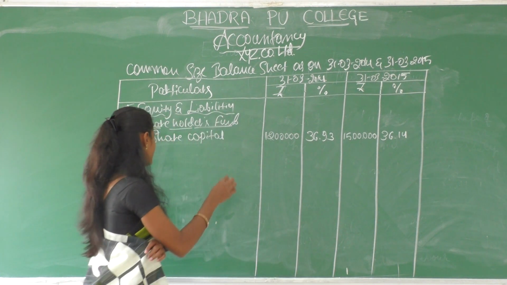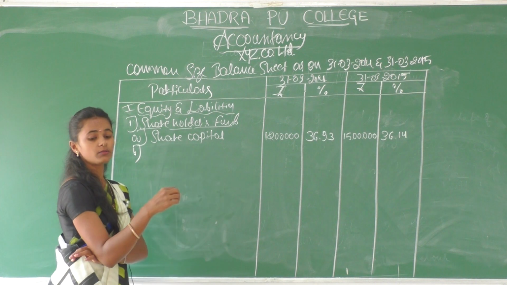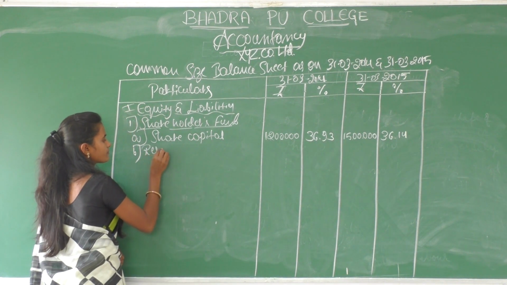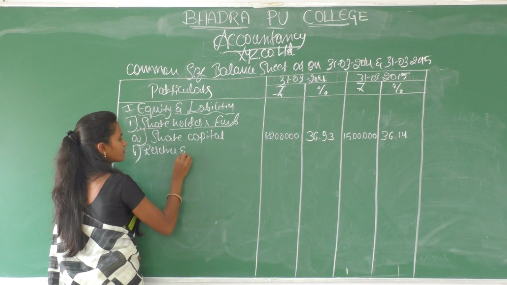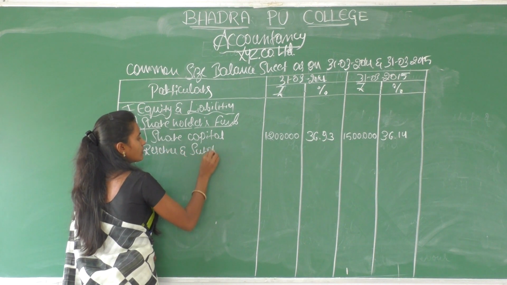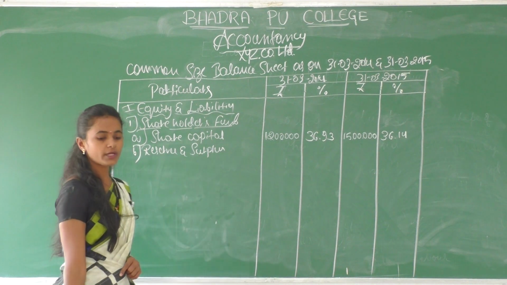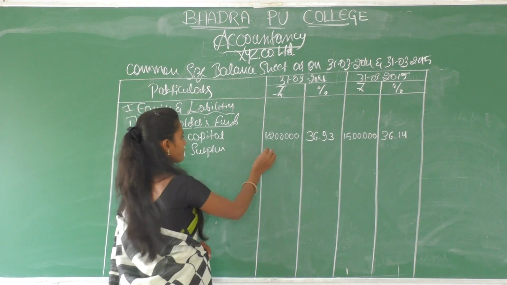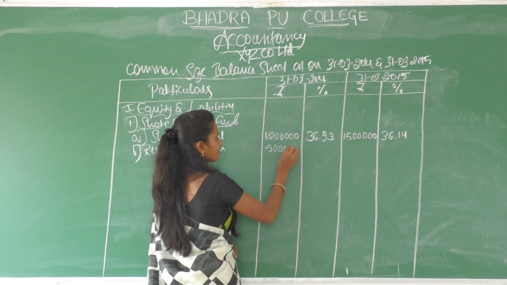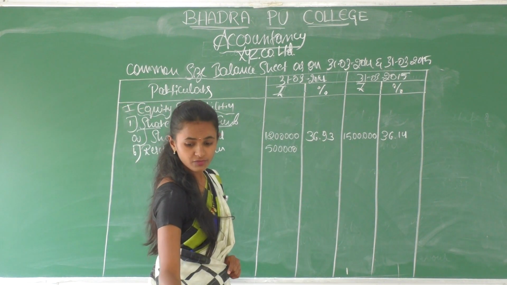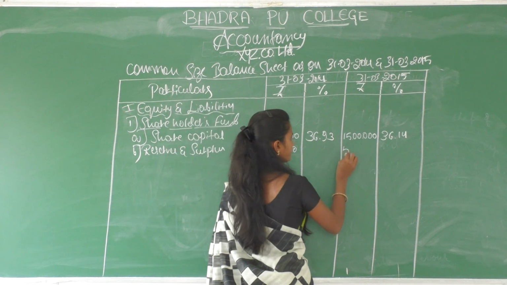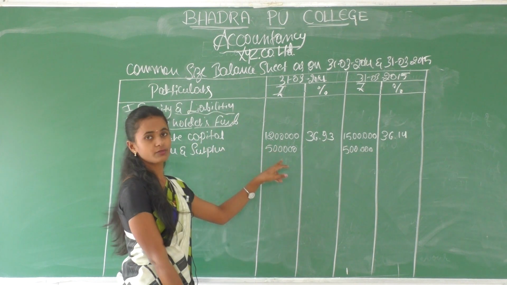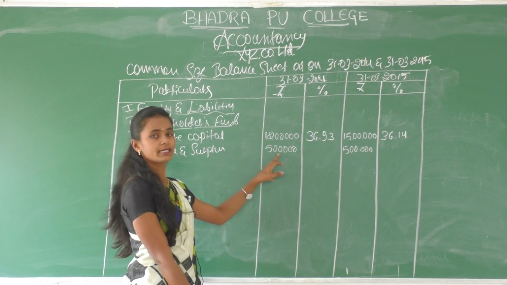And the second one they have given in the problem, it's reserves and surplus. So reserves and surplus. In case of 2014 it's 5 lakh, and in case of 2015 it's again 5 lakh. So for both years we have reserves and surplus, it's 5 lakh.